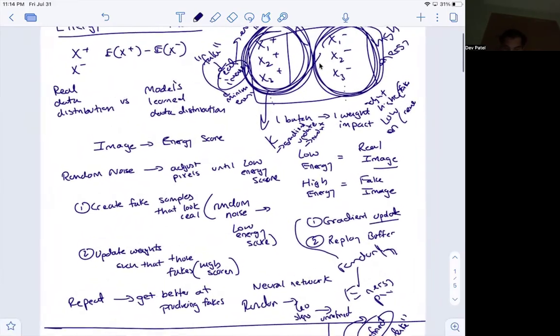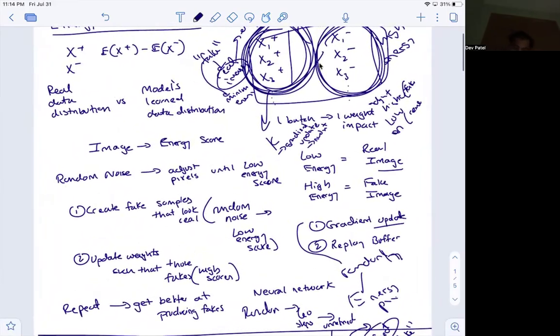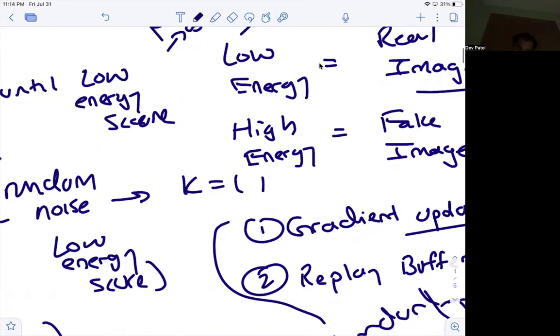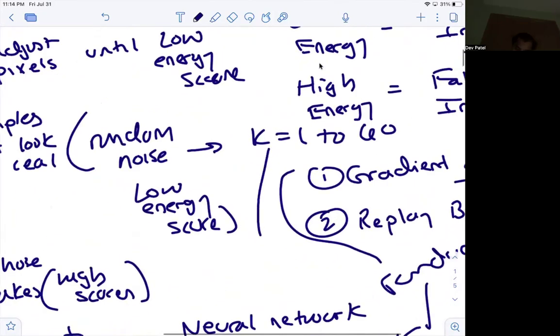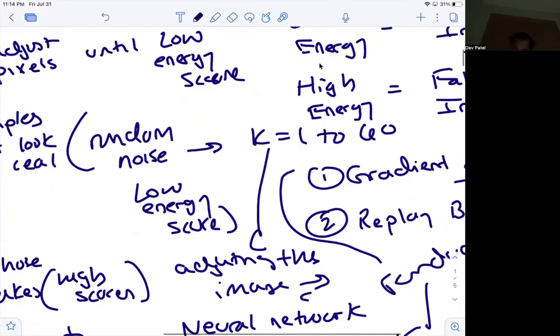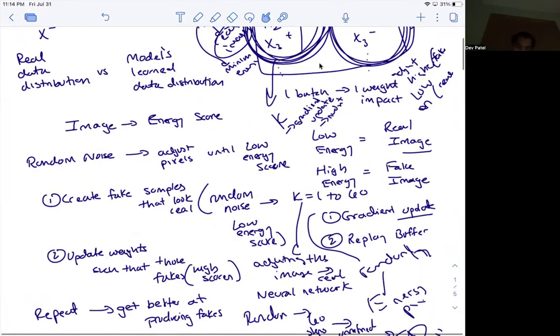where we go through K updates, from 1 to 60 times, adjusting the image to make it look as real as possible.